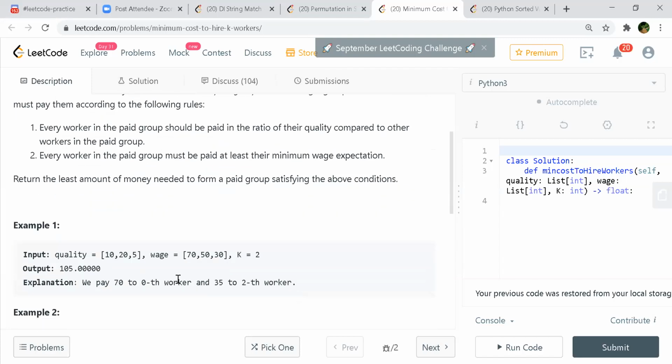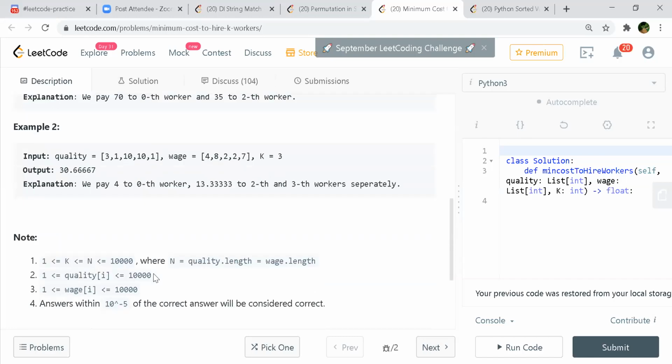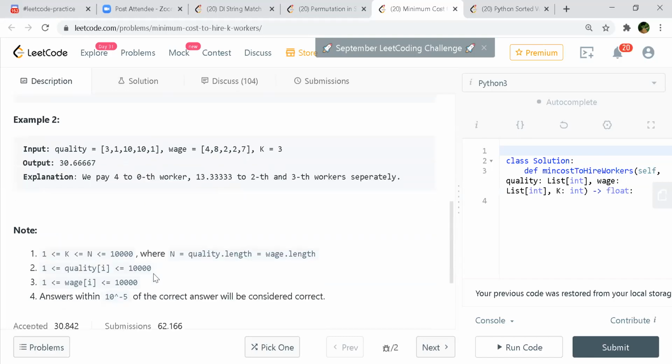So here we have to select two workers. We are paying 70 to the 0th and 35 to the second worker, so the sum total is 105. And coming to some of the constraints, answers within 10 raised to minus 5 of the correct answer will be considered correct.